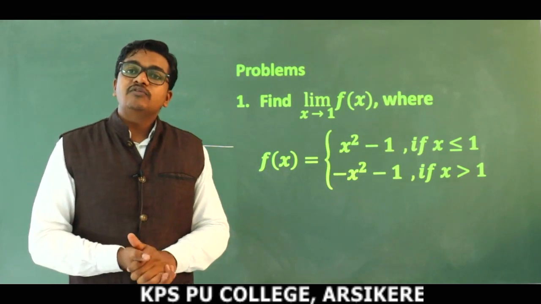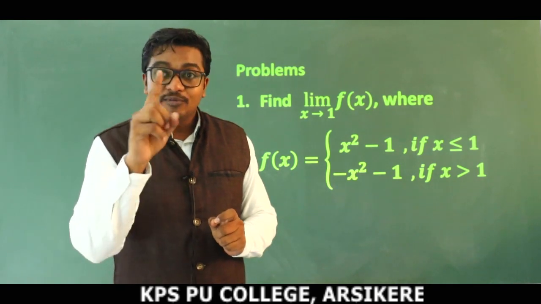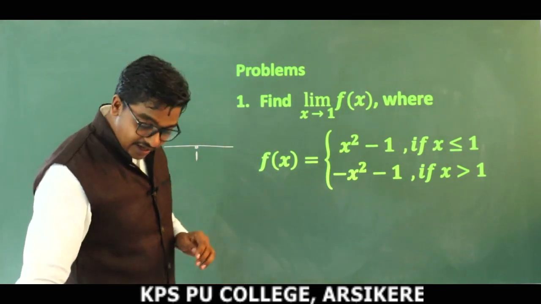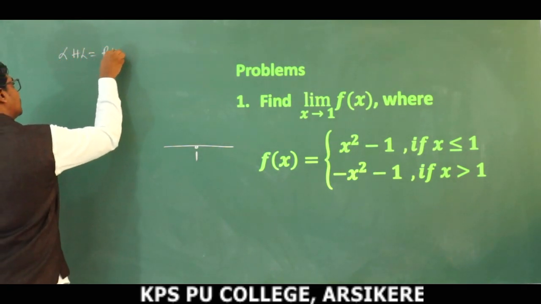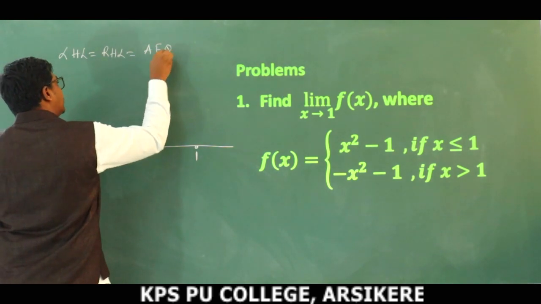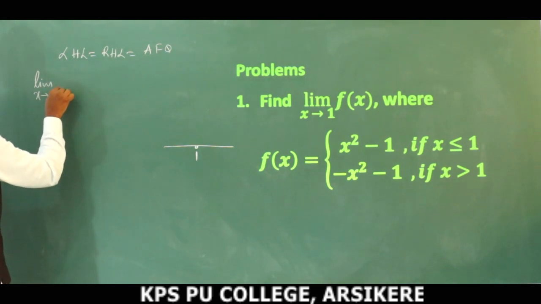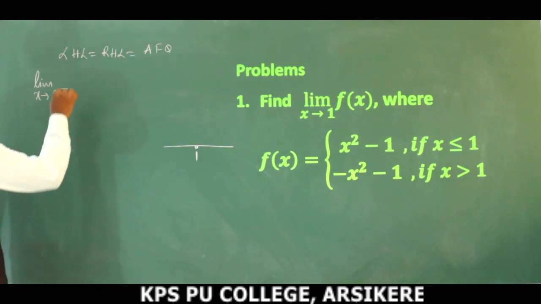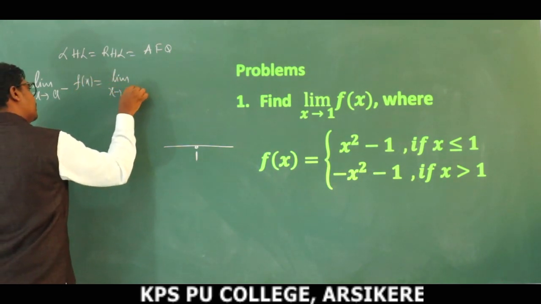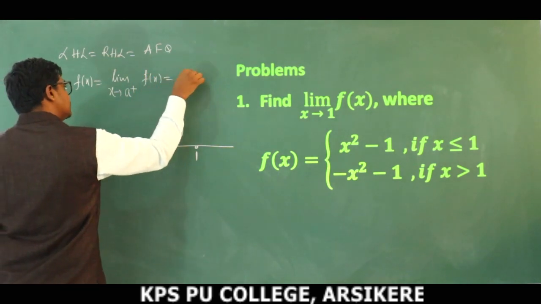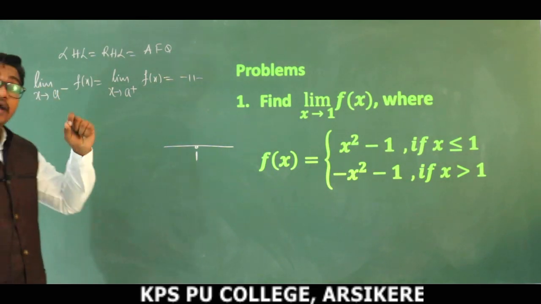And remember, when we are finding LHL and RHL, directly we can apply the limit, or else remember another definition of limit. LHL is equal to RHL is equal to a finite quantity. LHL generally we write as limit as x approaches a minus of f of x. Similarly for this one, limit as x approaches a plus of f of x is equal to a finite quantity. So this is one form, or else another form with the h term.